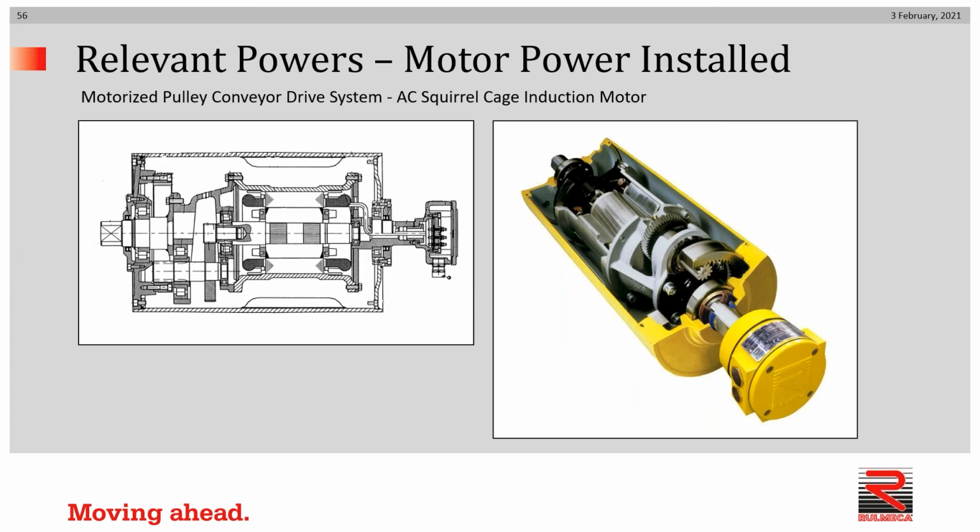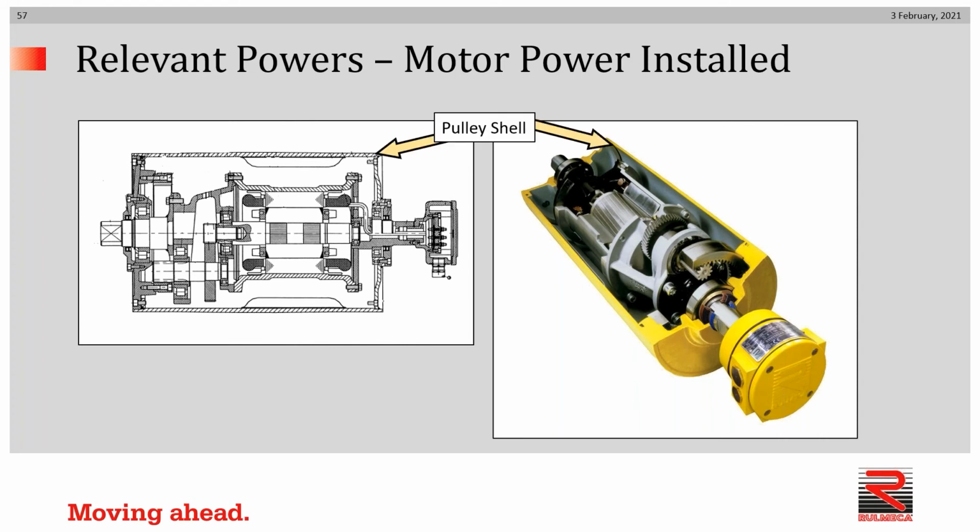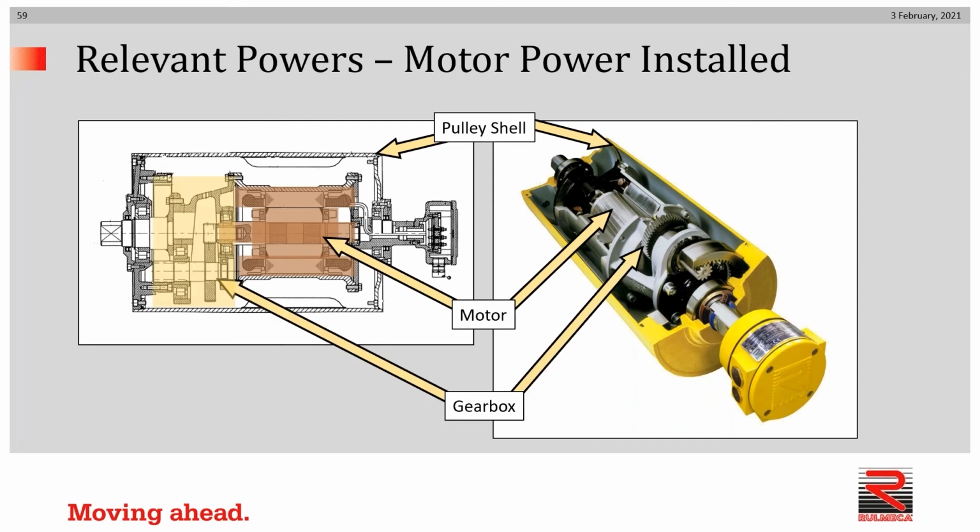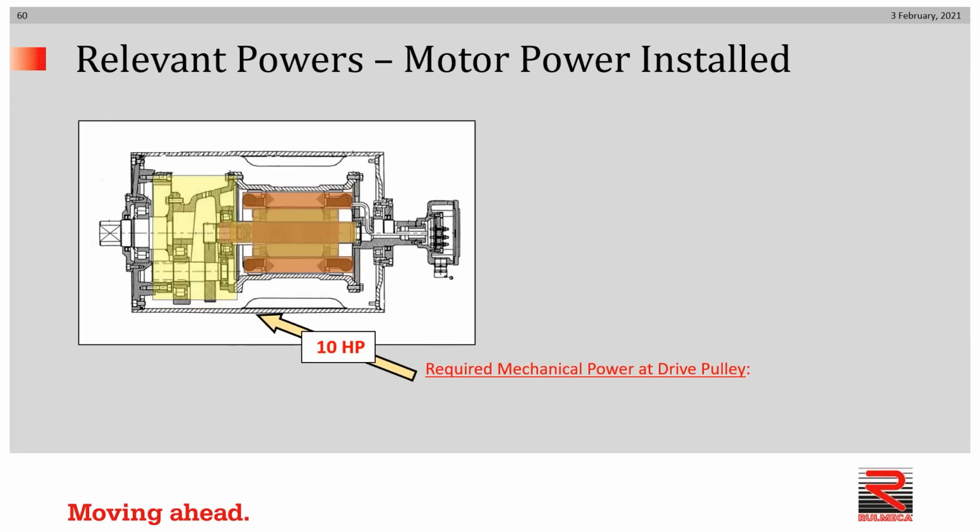Turning our attention from an exposed drive system to a motorized pulley system, we see the same components as we just discussed. We see a pulley shell of a certain diameter. We see an AC squirrel cage induction motor, in this example three-phase, and we see a gearbox. We can go through exactly the same rationale. There's no difference. One drive system has an internal drivetrain, the other has an external drivetrain.